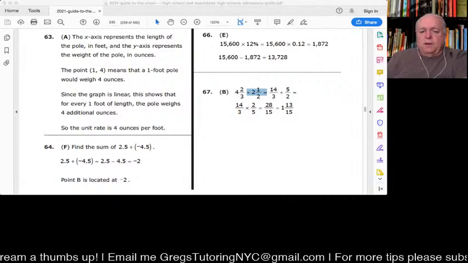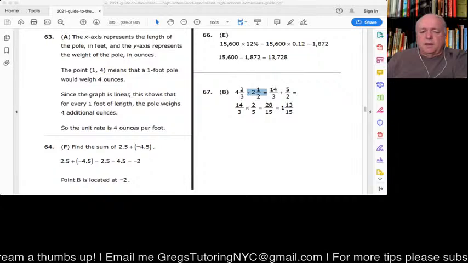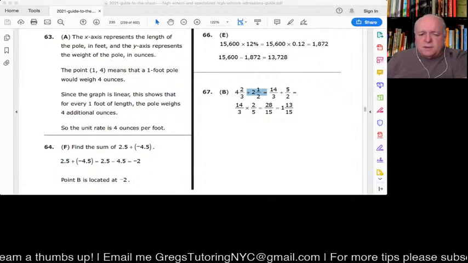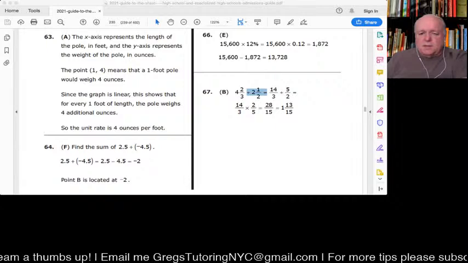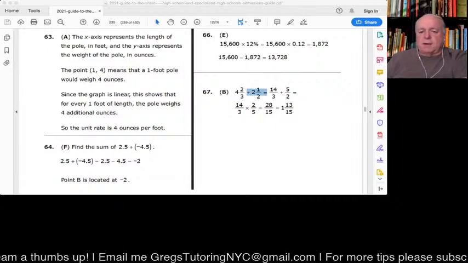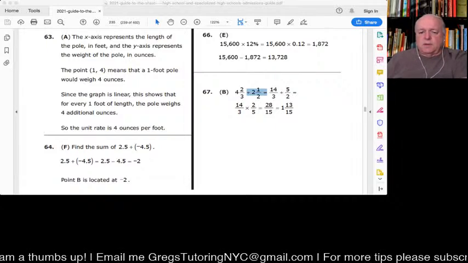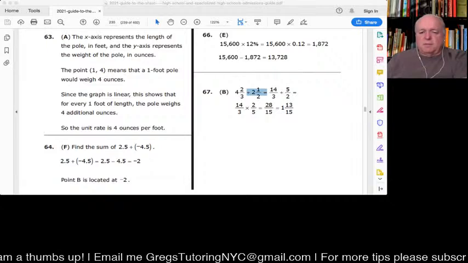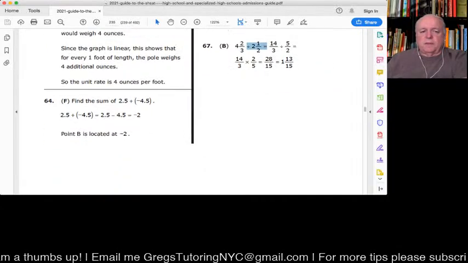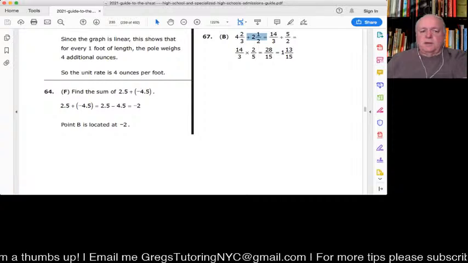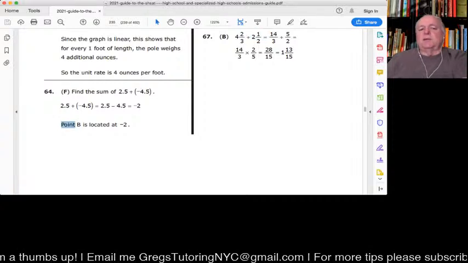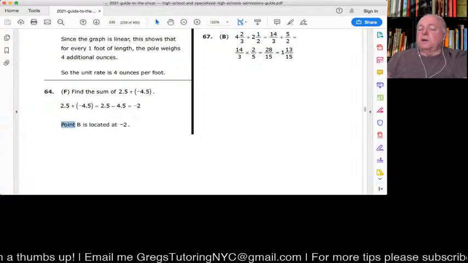Okay, the next item is on the same page. So these are errata items. If we go to page 235, problem number 64, which is this here, it says point B is located at -2. Well, if you go to problem 64 and look at even F, there's no point B.